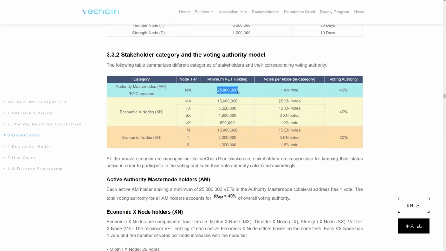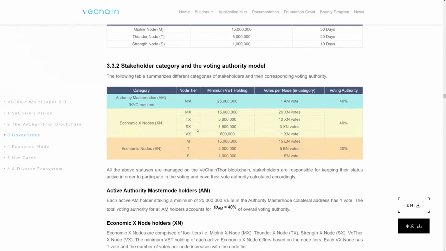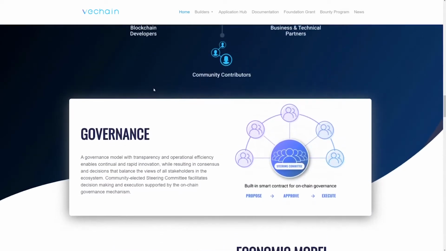For example, in US dollars, that's a few million US dollars, so not that cheap. And also you can earn some portion, some percentage from staking your token. So you will not just have a voting power, you will also be collecting new VeChain tokens from the staking. And on top of this, if the value of the tokens goes up, your holdings are going to be appreciating in value as well. So that was the governance.